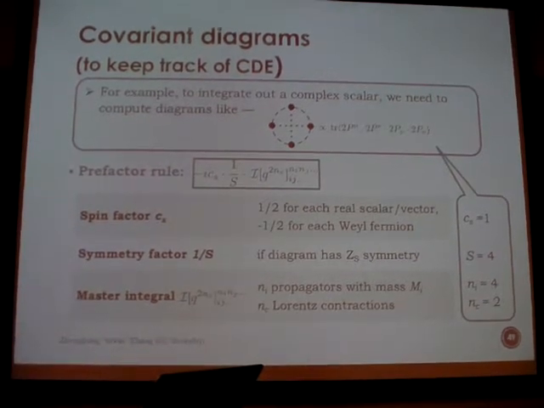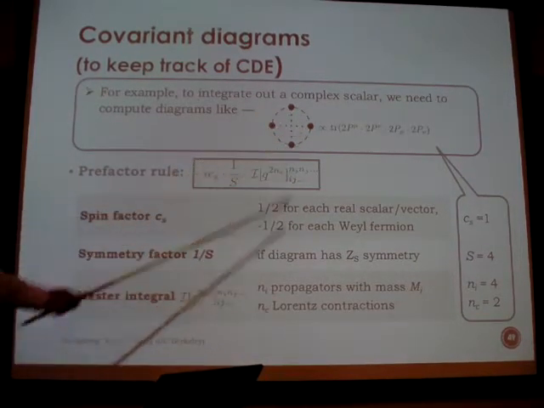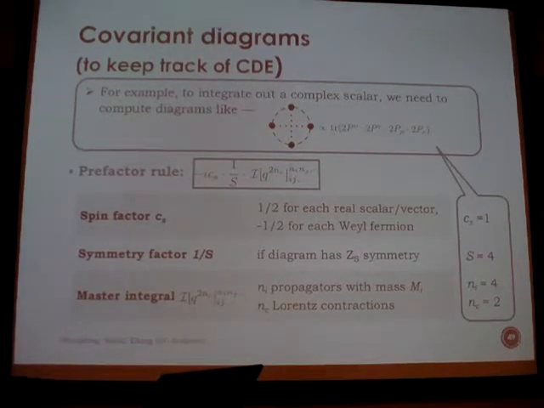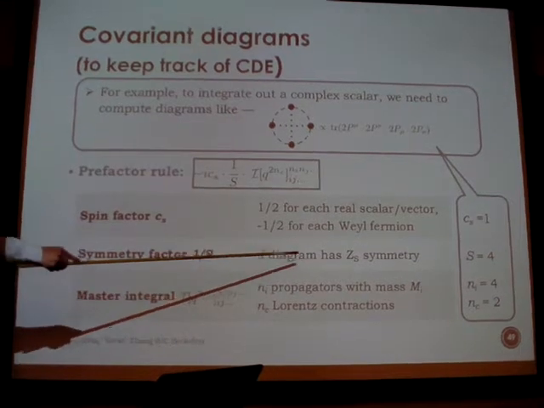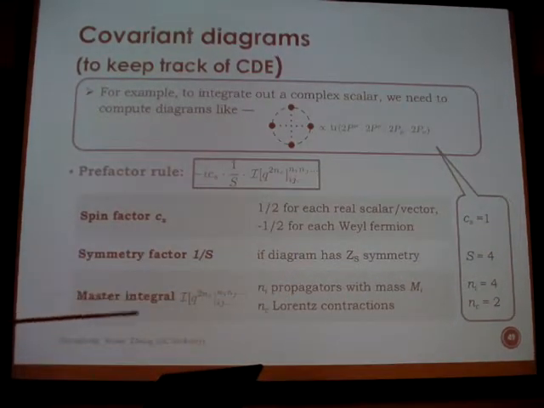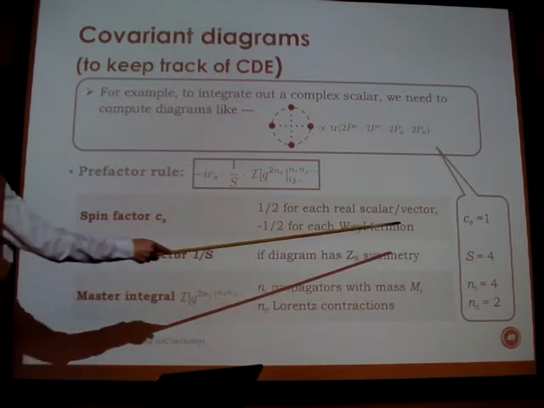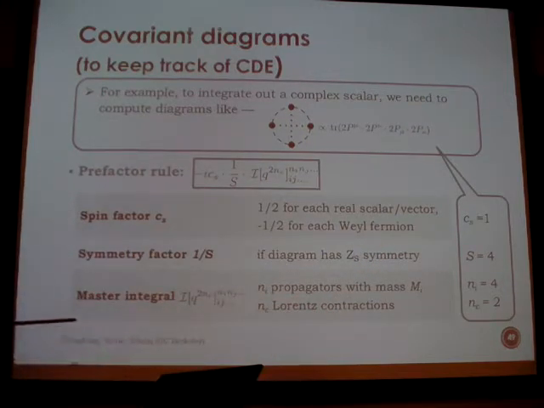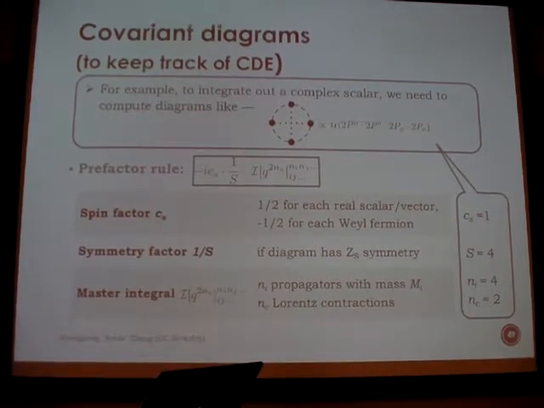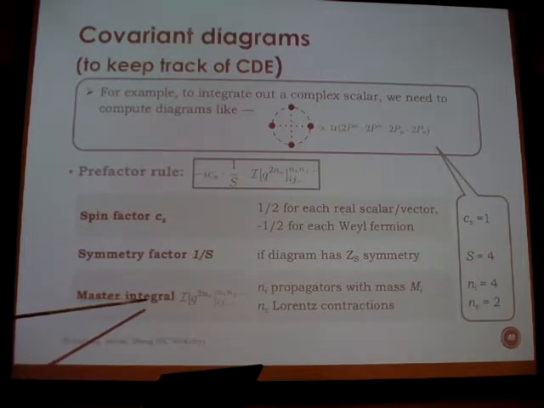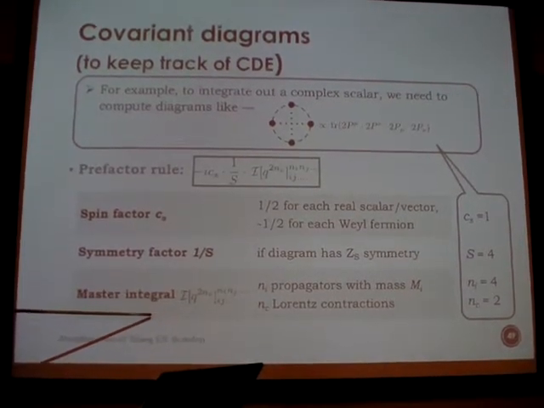And it turns out that there are also very simple rules for the prefactor. There is a spin factor simply coming from the overall factor of the functional determinant. And in this case, since we have a complex scalar, the spin factor is just 1. There can be a symmetry factor if the diagram has a Z_S symmetry under rotation. And in this case, S is equal to 4. So this avoids double counting in the CDE expansion. And finally, there is a loop integral, which will be one of the master integrals.